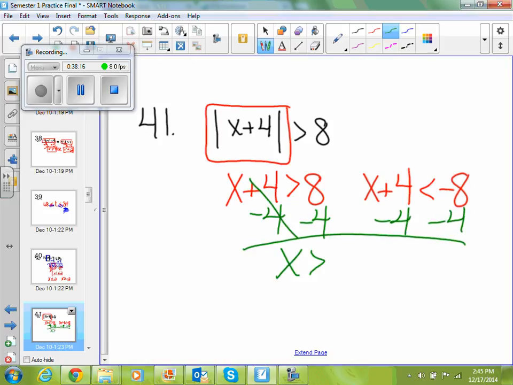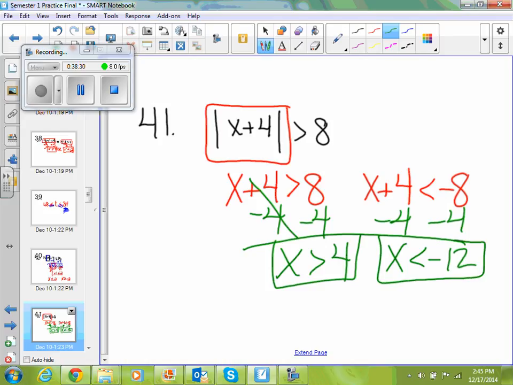Okay, what is 8 minus 4? 4. Okay, what's negative 8 minus 4? Negative 12, very good. So I end up with 4 and negative 12. Any questions on 41?